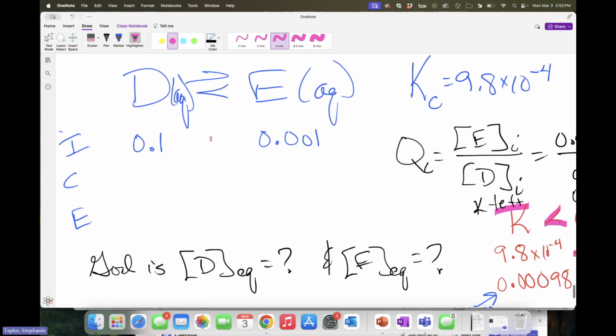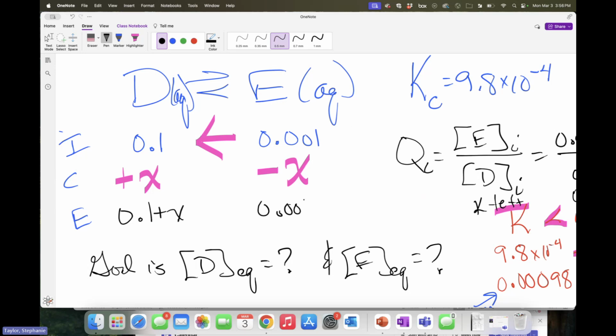So therefore, I'm going to expect this to go back towards reactants. That means I'm going to expect a minus sign where my product is, a positive sign where my reactant goes. So continue to fill out this table, 0.1 plus x, 0.001 minus x. I went ahead and did this in such a way so that I don't have to worry about thinking about the approximation method. Since I don't have to deal with any sort of exponents, I can just solve this.